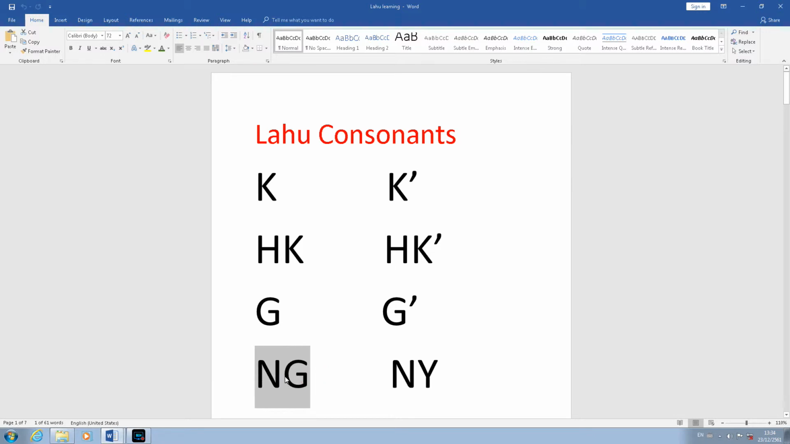And this is ng, in Lahu it is nga. Nga means bird. And this one is ni. Ni means heart.